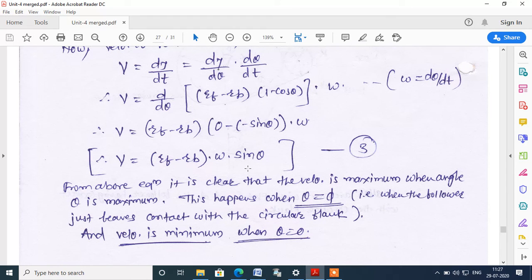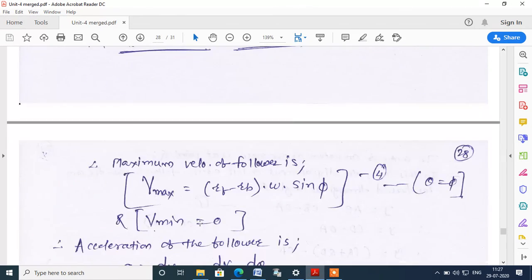So from this equation, it is clear that velocity is maximum when angle theta is maximum, correct? Because sin 0 is 0. This happens when theta equals phi, that is when the follower just leaves the contact with the circular flank. And velocity is minimum when theta is equal to 0. Sin 0 is 0, so velocity is 0.